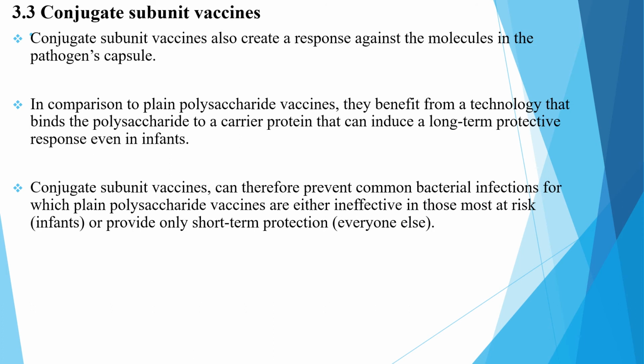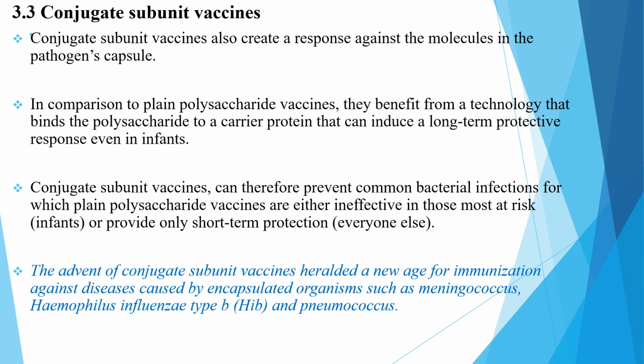Conjugate subunit vaccines can therefore prevent common bacterial infections for which plain polysaccharide vaccines are either ineffective in those most at risk, for example infants, or provide only short-term protection for the rest. The advent of conjugate subunit vaccines heralds a new age of immunization against diseases caused by encapsulated organisms such as meningococcus, Haemophilus influenzae type B, and pneumococcus.